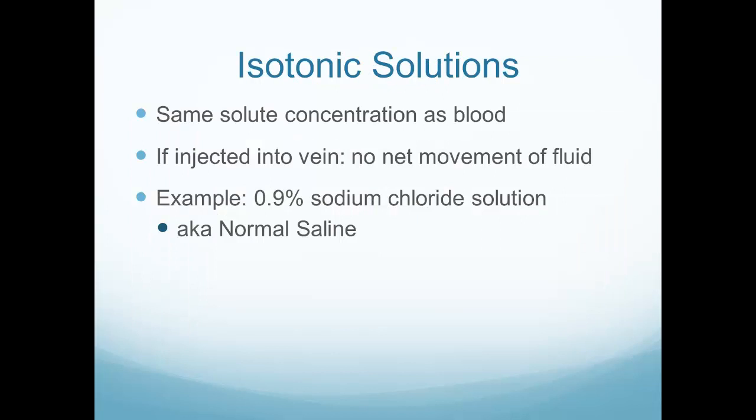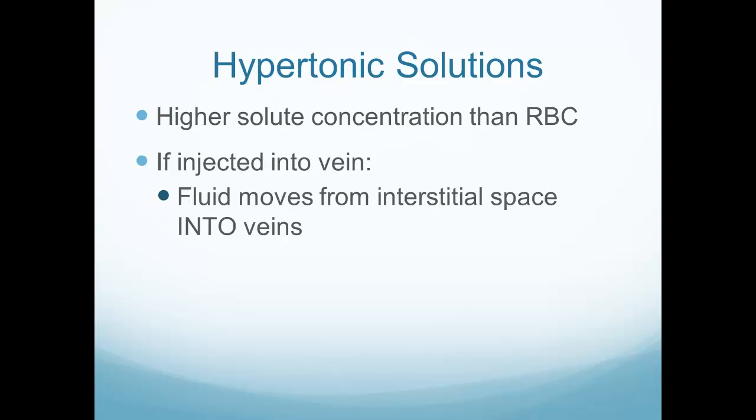Isotonic solutions have the same solute concentration as blood. Think of normal saline as being your gold standard for an isotonic solution. Now, normal saline is 0.9% sodium chloride in water. So it's water plus almost 1% of sodium chloride.